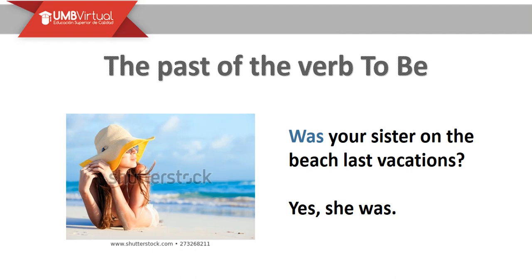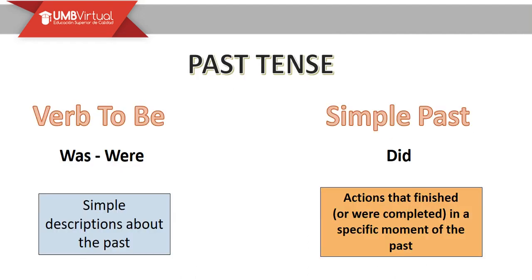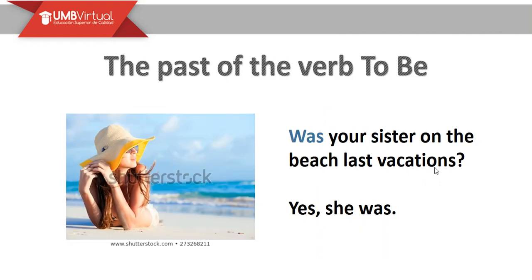We have this use. The past of verb to be. Was your sister on the beach last vacations? Oh, yes, she was. No, she wasn't. Entonces recordemos que para este pasado simple tenemos como tal dos usos. Uno de ellos hace referencia al verbo to be con la conjugación del was o were, que son descripciones simples acerca del pasado, a diferencia del pasado simple con el did, que son acciones que finalizaron o que fueron completadas en un momento específico del pasado.